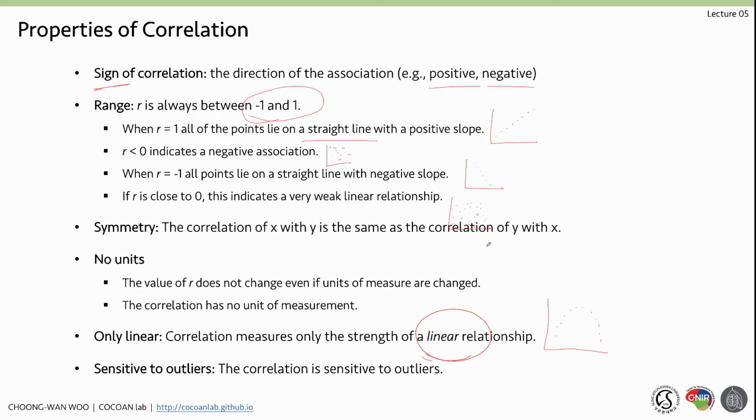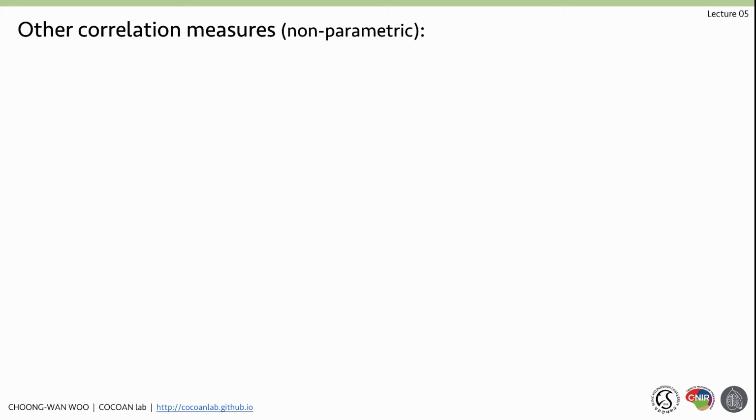And correlation values are sensitive to outliers. Okay, so far I've talked about parametric correlation measures, but there are other types of correlation measures, like non-parametric ones. One is Kendall's tau. They can be used for Likert type scale data, that is, ordinal variables.